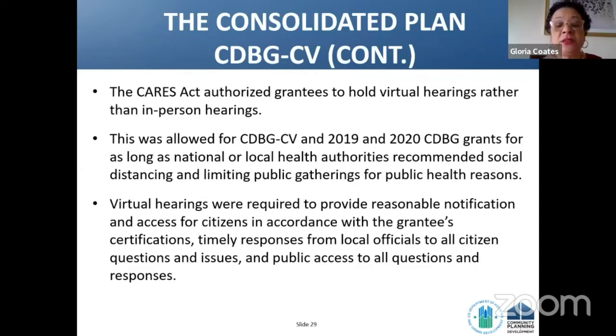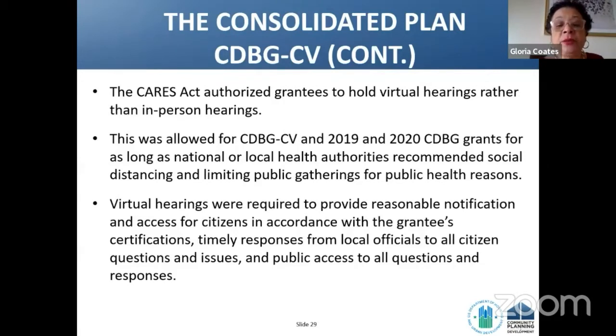Because that is also a statutory requirement that can't be waived, the CARES Act required that the hearings be made virtual rather than do away with them because of the coronavirus. The ability to hold virtual hearings was allowed for CV and 19 and 20 CDBG grants for as long as national or local health authorities recommended social distancing and limiting public gatherings for public health reasons.